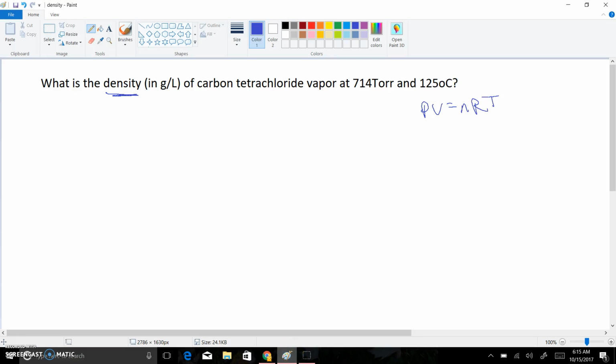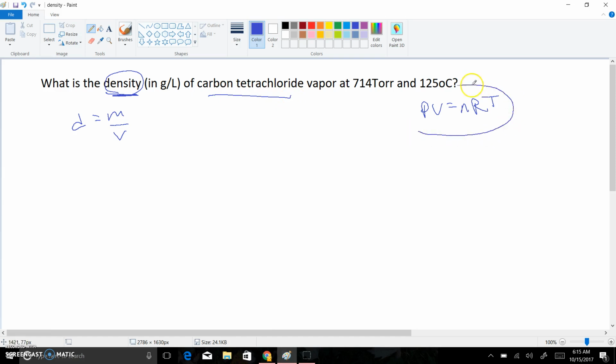Okay, so I want to solve for density. If you don't really know where to go, you want to take what you want to solve for and write its equation. Well, density equals mass over volume, and then see what you can find from there. I do know I have carbon tetrachloride, so I can find its molar mass, which is kind of helpful. But I really don't know the mass or the volume.